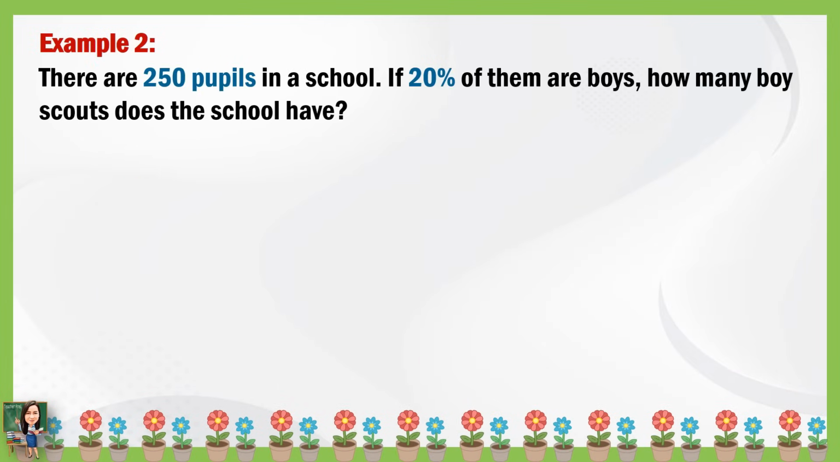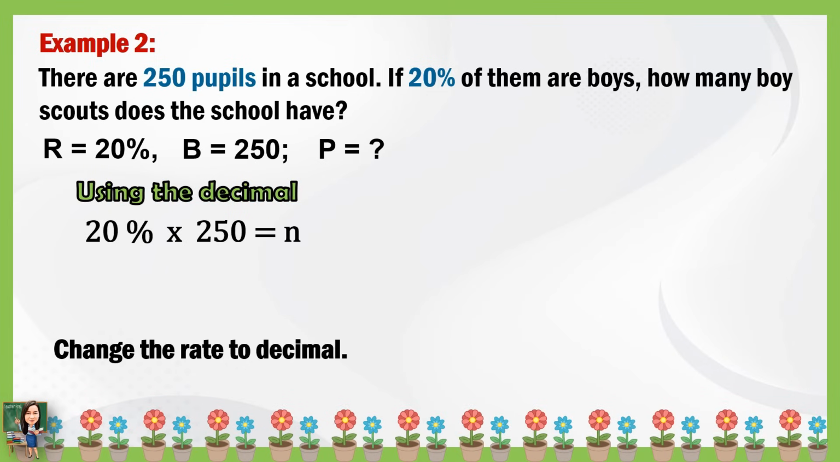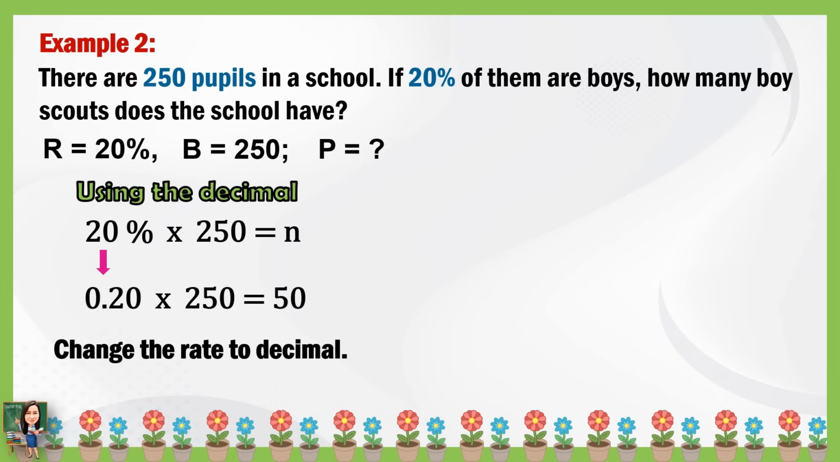Study example number 2. There are 250 pupils in a school. If 20% of them are Boy Scouts, how many Boy Scouts does the school have? So the rate is 20%, base is 250, and we will find the percentage. Using the decimal, 20% times 250 equals n. Change the rate to decimal. It is 20 hundredths. Multiply by 250, the answer is 50. So the equivalent of n is 50.